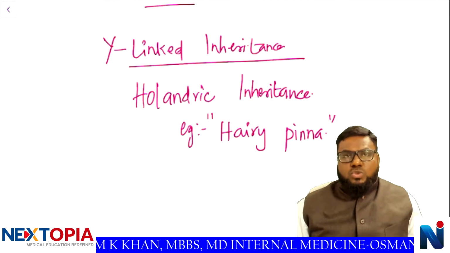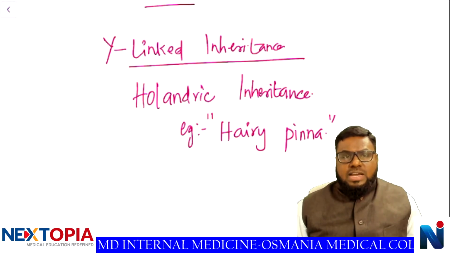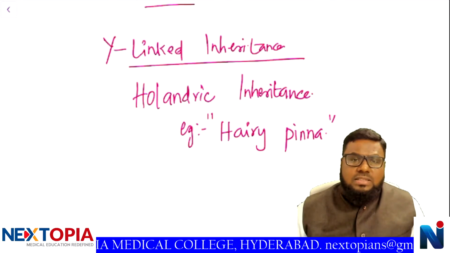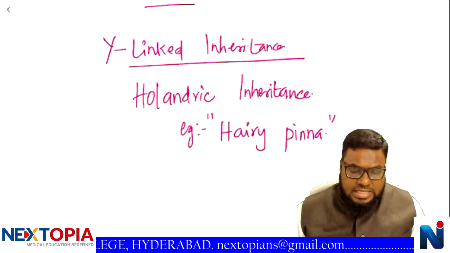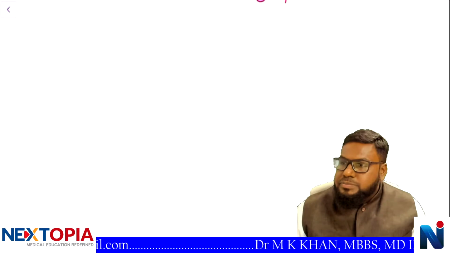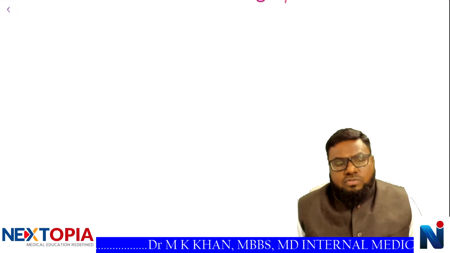So we have got autosomal inheritance, X-linked inheritance and Y-linked inheritance or sex-linked inheritance. So these are all the different disorders. With this, we complete the understanding of chromosomes.